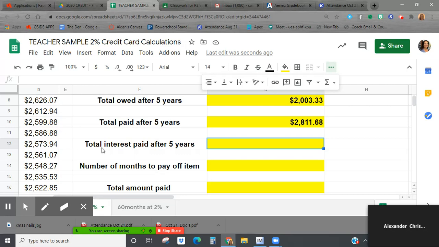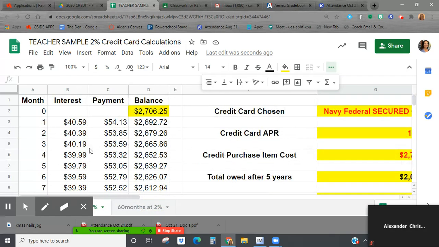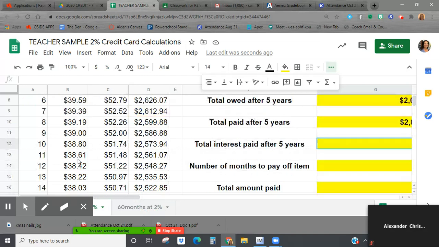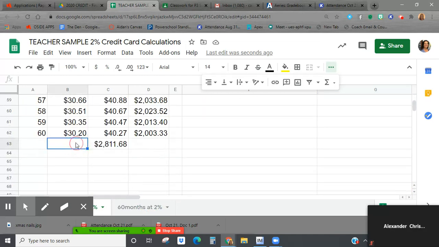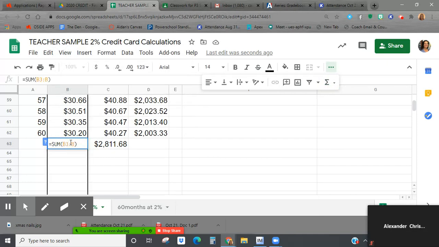Give me a second. Total interest paid after 5 years. So interest paid after 5 years is the interest calculations. I'm going to go down to the bottom of this column and do the summation again. Summation of B3 to B62. So this time I'm using the summation function to see how much interest I paid during that 5 years.